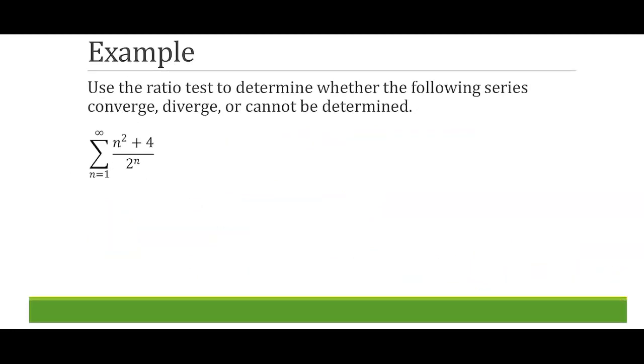Let's go ahead and work out another example. So here the limit as n approaches infinity of the absolute value of plugging an n plus 1 into each of these, we're going to end up with n plus 1 squared plus 4 over 2 to the n plus 1, times the reciprocal of a sub n, which is 2 to the n over n squared plus 4.